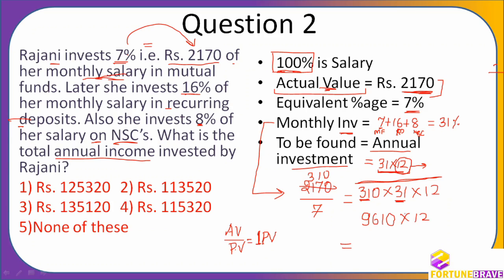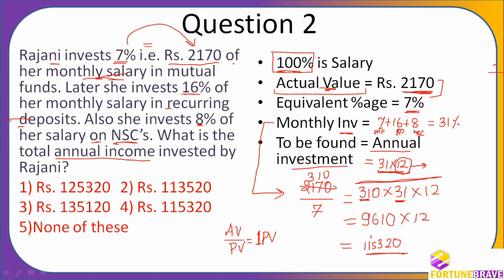So into 12, what will we do? We'll use our shortcut method: multiply by the right number and add the right digit. So 2 into 0 is equal to 0, nothing to add. 2 into 1 is 2 and nothing to add. 2 into 6 is 12. 12 plus 1 is 13. So 1 will be carried. 12 into 9 is 108. 108 plus 6 is 114. 114 plus 1 is 115.